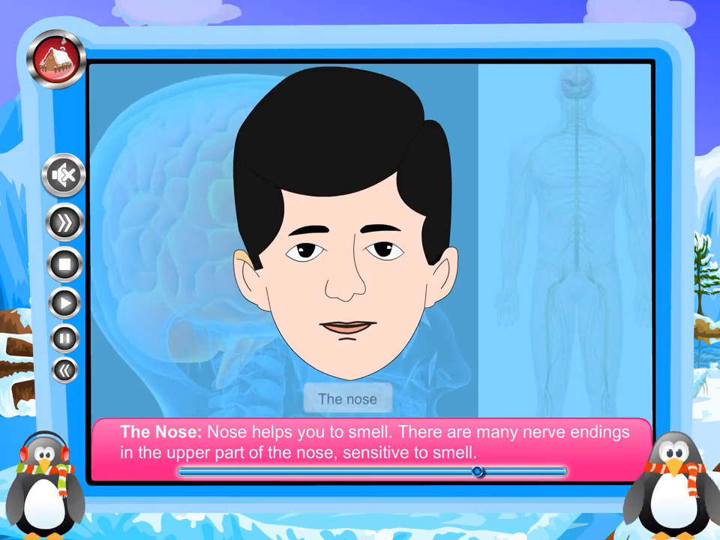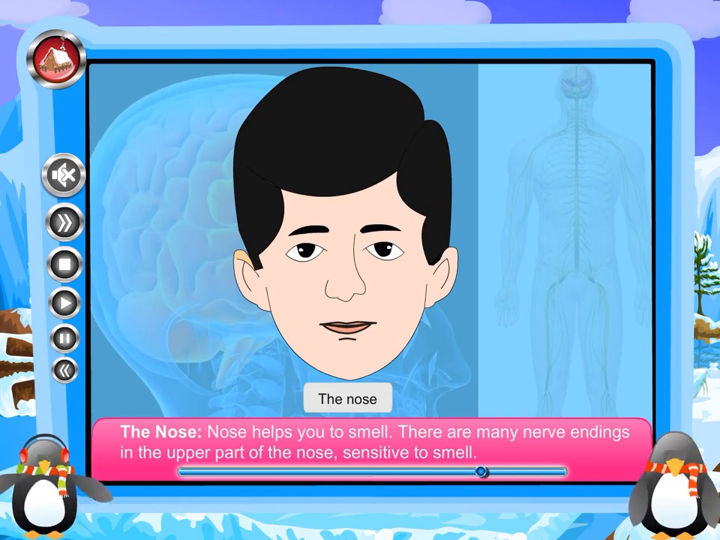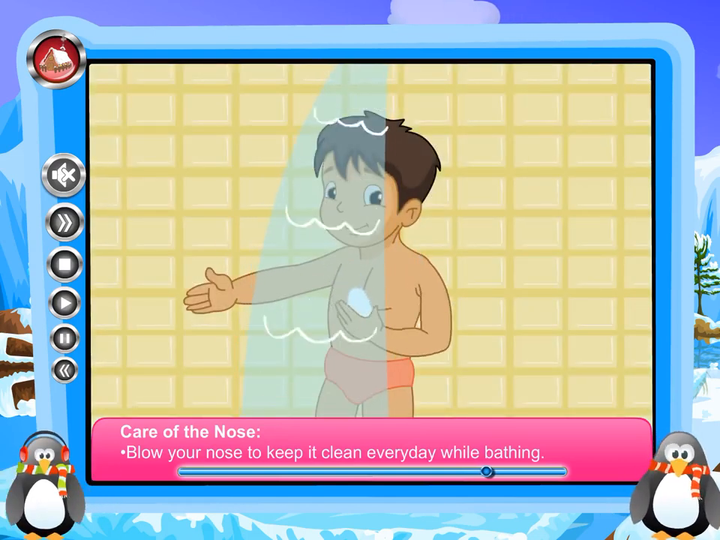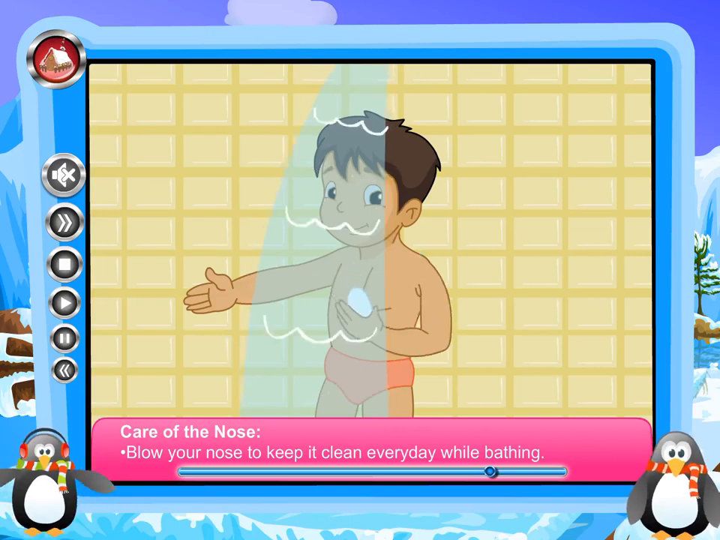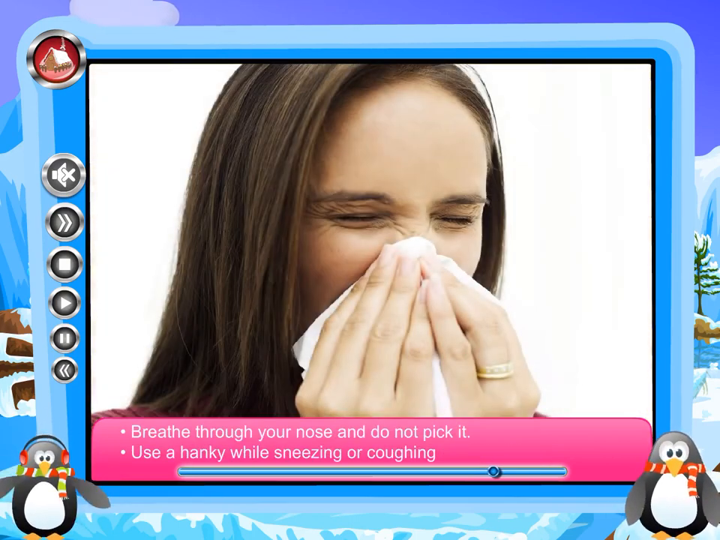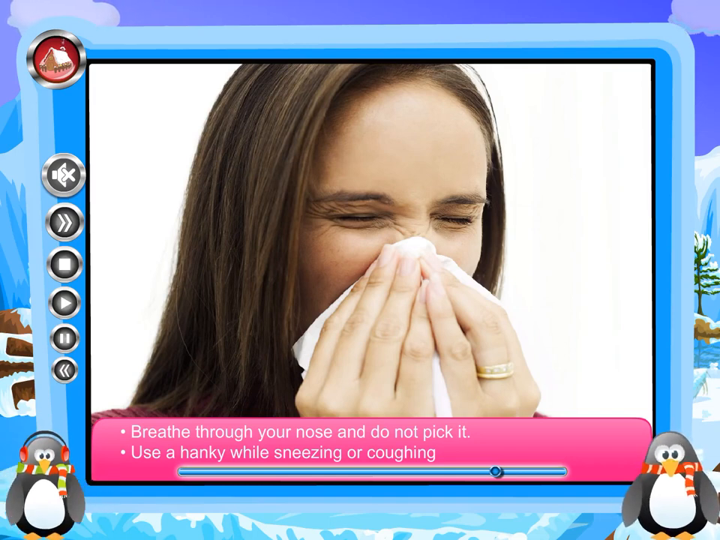The nose. The nose helps you to smell. There are many nerve endings in the upper part of the nose, sensitive to smell. Care of the nose. Blow your nose to keep it clean every day while bathing. Breathe through your nose and do not pick it. Use a hanky while sneezing or coughing.